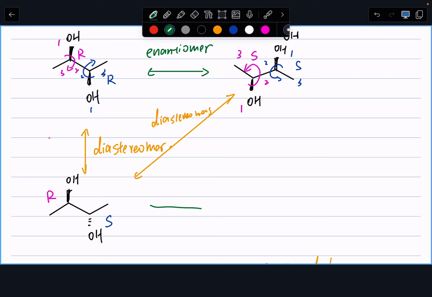Or I can draw it as coming out. This one is wedged, and this one is dashed. This one being my S configuration, this one being my R configuration. So far, so good. Looks right?